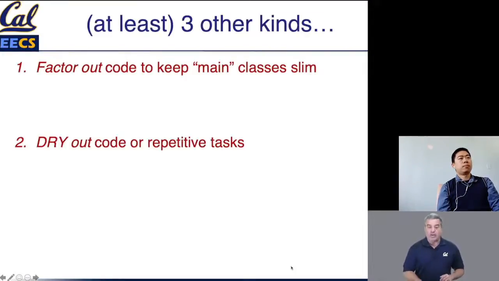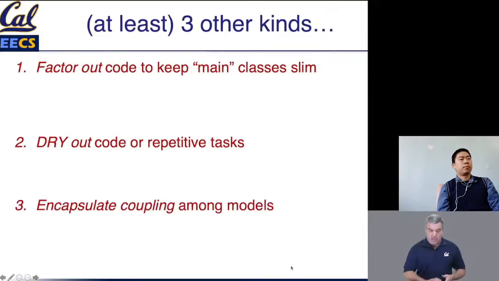That's one category. A second category is code that will help you DRY out other parts of your app, or maybe even DRY out repetitive tasks by automating them. And the third kind is code that encapsulates coupling among models. And this is possibly the most interesting category. So let's talk about some examples of each of these in turn.